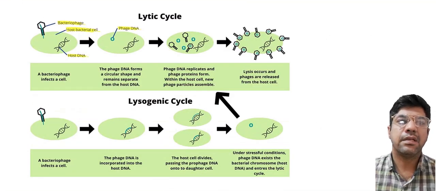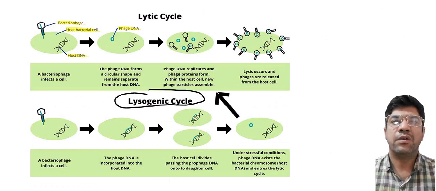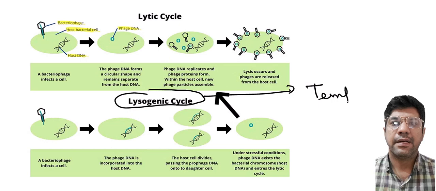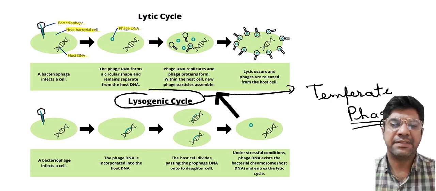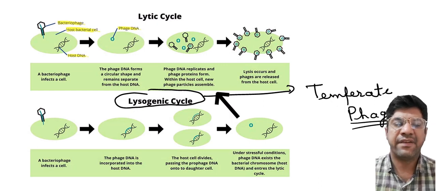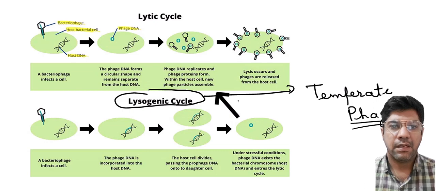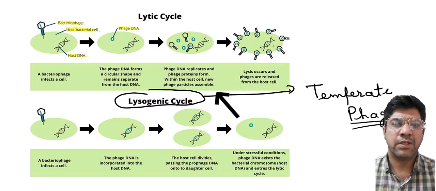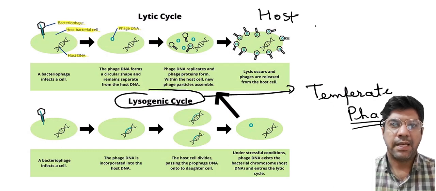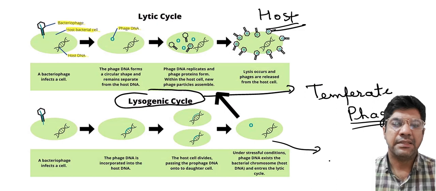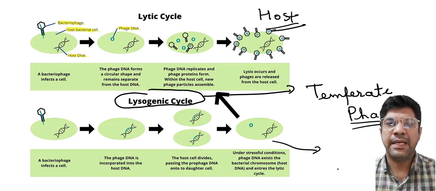The other is the lysogenic phase. It is also known as the temperate phase. In the lysogenic cycle, the bacteriophage is referred to as temperate. Rather than immediately destroying the host cell, the phage integrates its genetic material into the host bacterial chromosome.